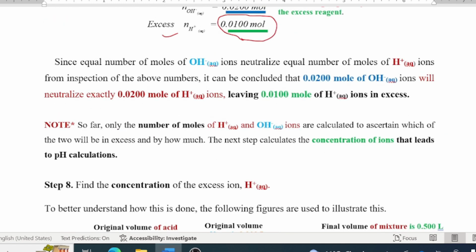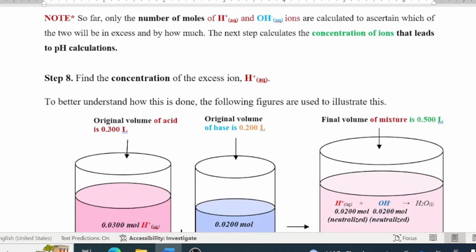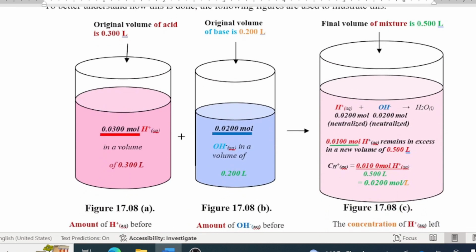So far, we've only been talking about the number of moles of things that came in, the number of moles that have been neutralized, and the number of moles that are left in excess. So now what we need to do is find the concentration of the hydrogen ions that are left in that volume of solution. Well, we want you to take note of this.